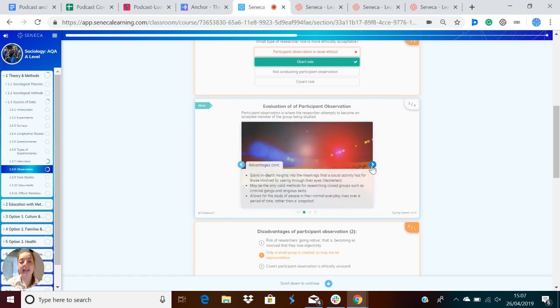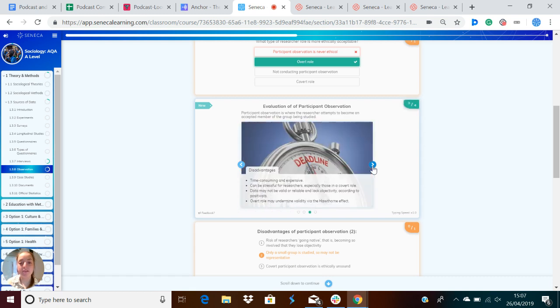They can also gain in-depth insights into the meanings that a social activity has for those involved by seeing through their eyes. It may be the only valid method for researching closed groups such as criminal gangs and religious sects. It also allows for the study of people in their normal everyday lives over a period of time, so it's not just a snapshot view, and it's more representative.